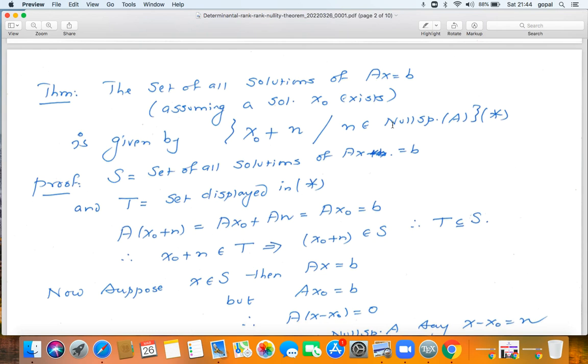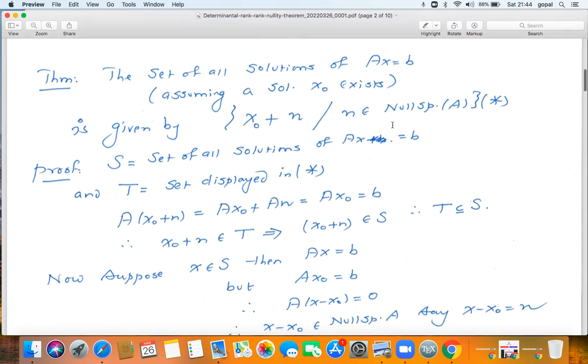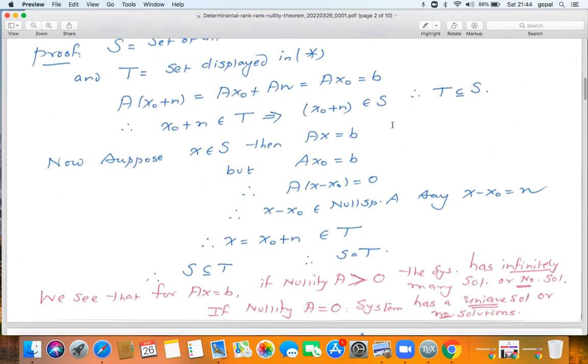We already know x0 is in the solution set. The only way in which this set x0 plus n, such that n belongs to the null space, reduces to a singleton is if the null space contains only the zero vector. The null space containing only the zero vector means the dimension of the null space is zero. That means the nullity is zero. So if you know that the solution exists and if the nullity is positive, the system has infinitely many solutions.